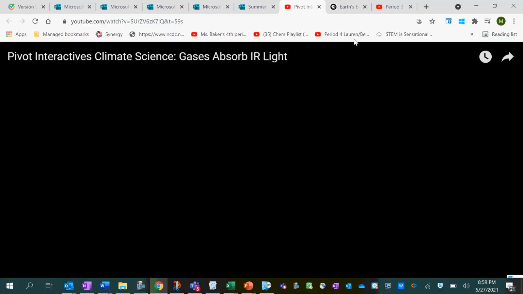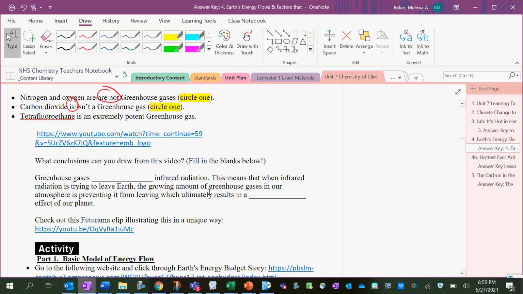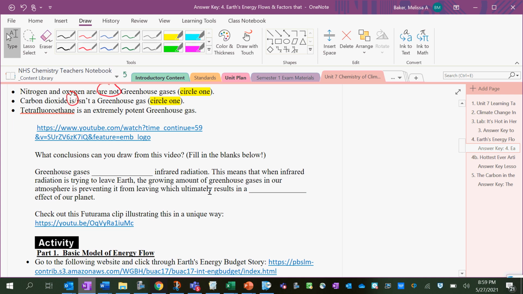Okay, so let's make sense of this. What conclusions can you draw from the video? Greenhouse gases absorb infrared radiation. This means that when infrared radiation is trying to leave Earth, the growing amount of greenhouse gases in our atmosphere is preventing it from leaving, which ultimately results in a warming effect on our planet. And then definitely check out this Futurama clip. Pause the video, because it's like a cartoon explanation and it's really funny. So pause this video and watch this. Do it.